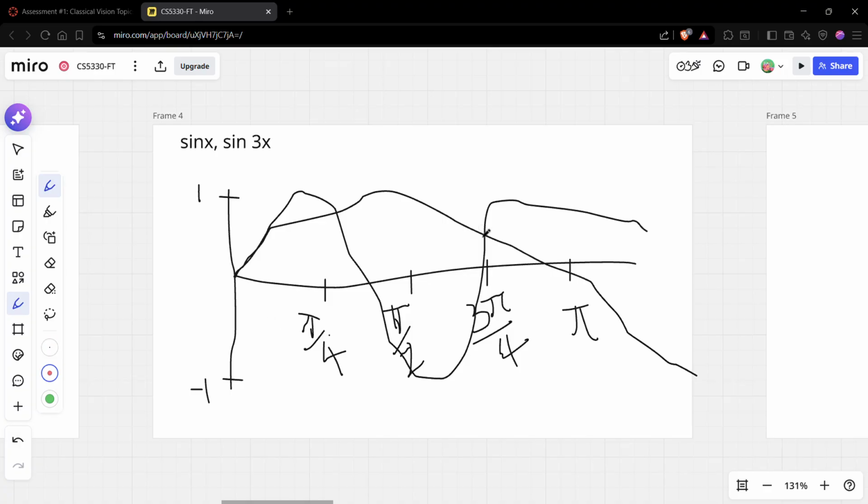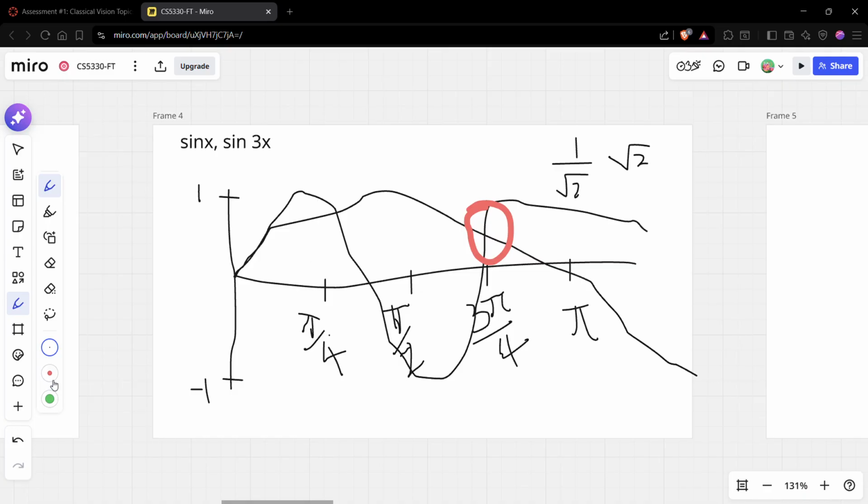So if I take one point from the graph, for example, this one, where the two waves coincide at 3 pi by 4, the value of sine x at 3 pi by 4 would be 1 upon root 2. And the value of the function sine 3x at 3 pi by 4 would be 1 upon root 2 as well. So the addition of those two would be 1 upon root 2 plus 1 upon root 2, which would be root 2. And this is the addition.